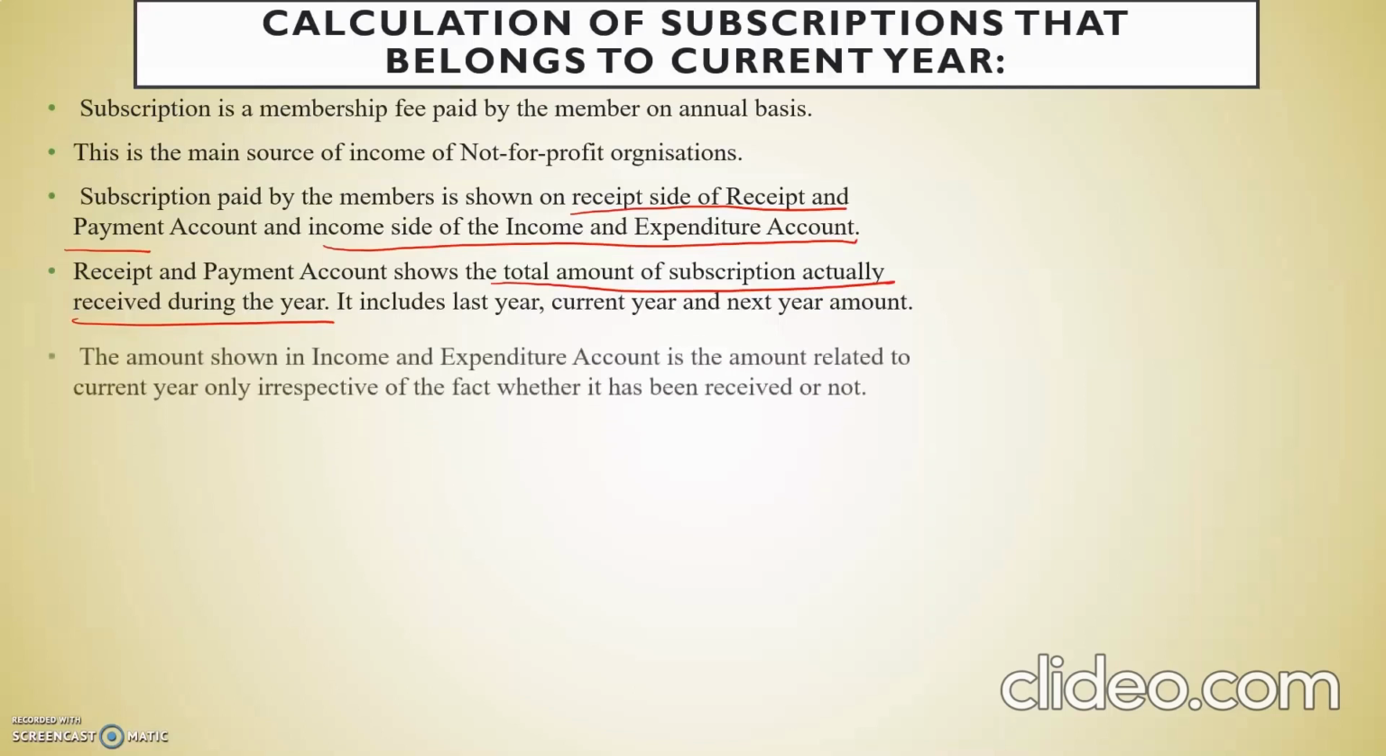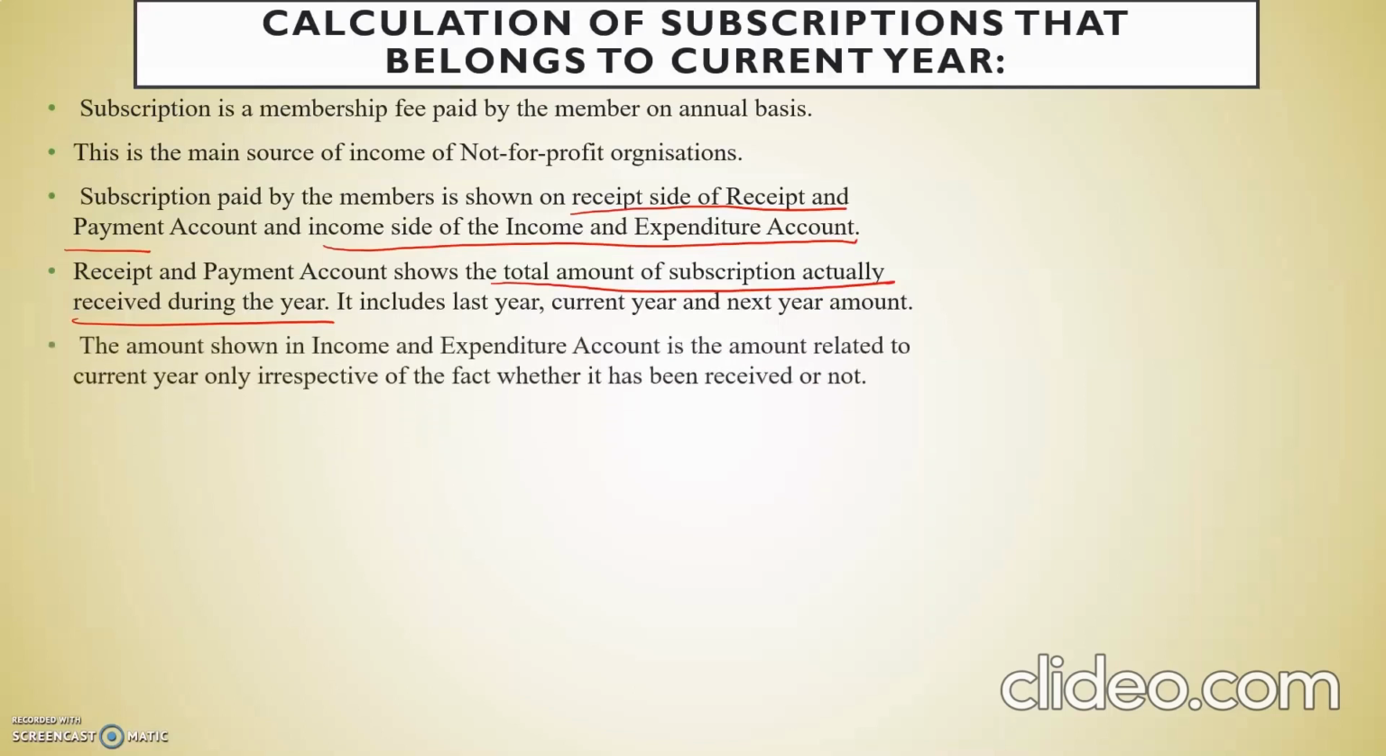But income and expenditure account, what we are going to record? We are going to record the amount related to current year only, irrespective of fact whether it has been received or not. Sometimes there is outstanding subscription related to current year. If it is related to current year, even though we have not received it, we have to enter it in our income and expenditure account. So that is about the total amount related to current year. We are calculating it and then we are recording it in the income and expenditure account.